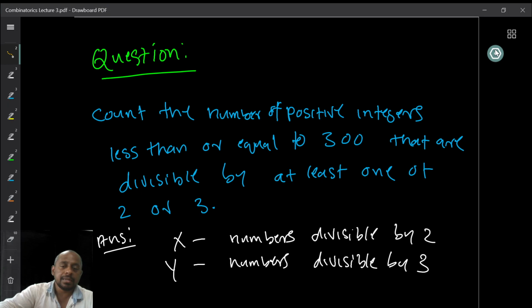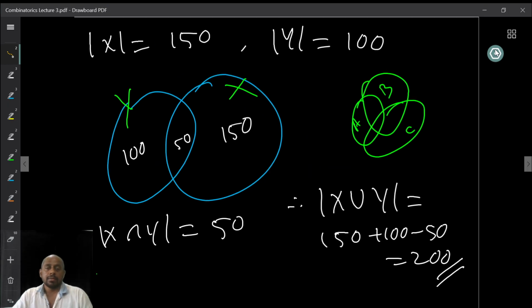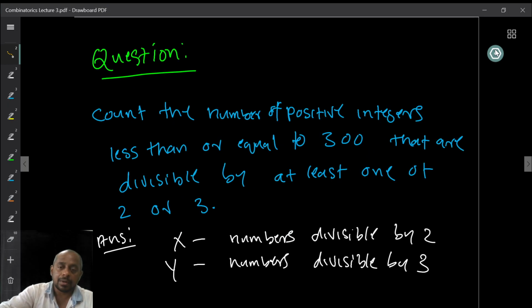Now the problem is that we cannot simply add x and y to get the total number of numbers divisible by 2 or 3, because there could be numbers which appear in both sets. So x and y might have some intersection, and we will be counting those numbers more than once. To avoid that, we have to discard those numbers which are counted twice. So what are the numbers which are counted twice? Those numbers which are both divisible by 2 and 3. That means they are the numbers divisible by 6. And how many are there? Well, 300 by 6, which is 50.